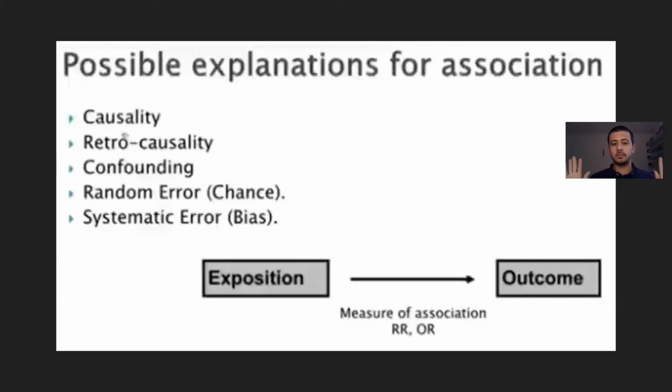Random error is the probability of chance, and we always talk about the p-value, the probability of chance. This is what happens, okay? This is the cause for the association we are getting. It's just by chance.